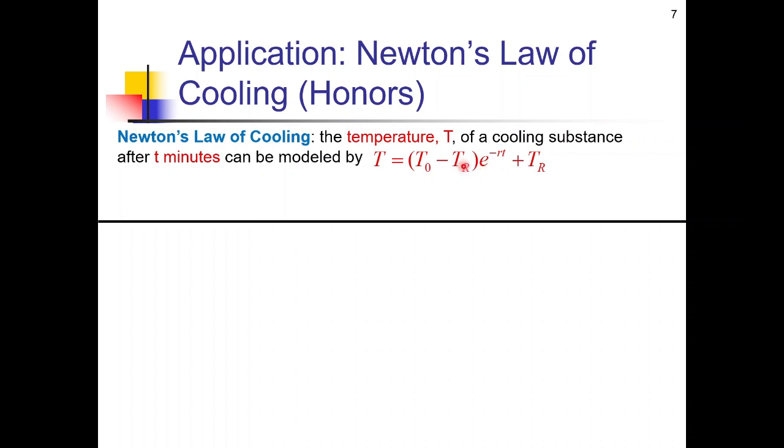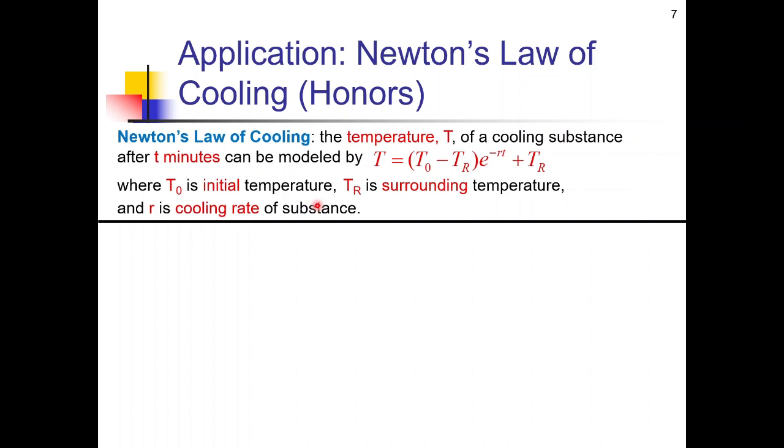In fact, one of the more common applications of the law of cooling is seeing how long it will take to cool. But forget about that. Too many T's. So what do all these T's mean? Well, we already saw that big T was the actual temperature of a substance at a certain little t time. This T0, or T naught as they sometimes call it, is the initial temperature of the substance. This TR is the surrounding temperature, so the temperature, for example, of the room or air around the thing that's cooling. And then finally, this little r is the cooling rate of the substance.